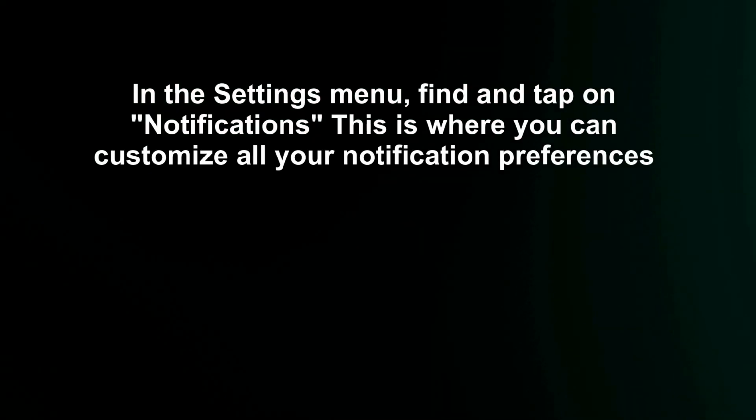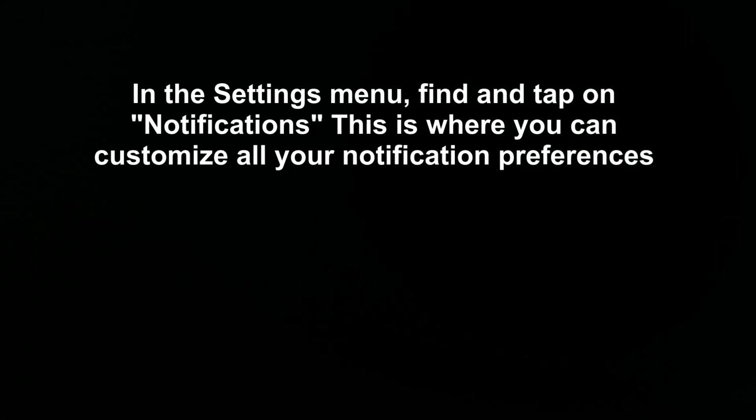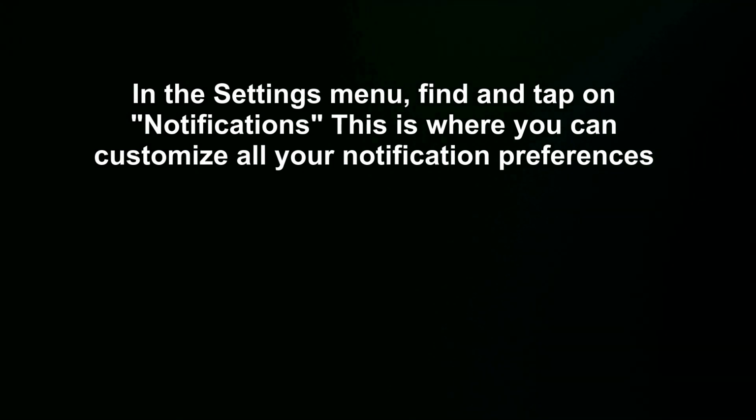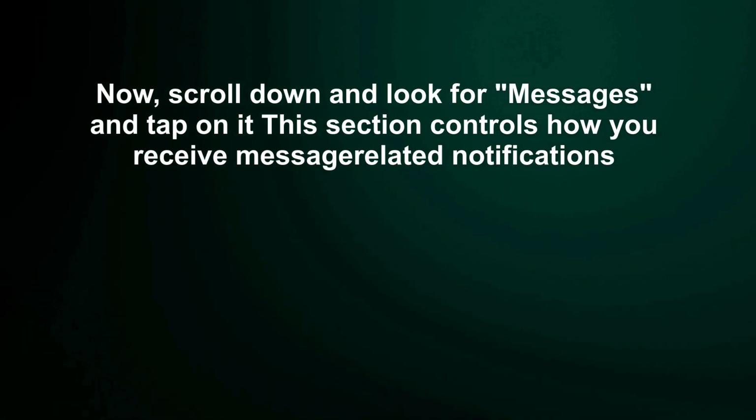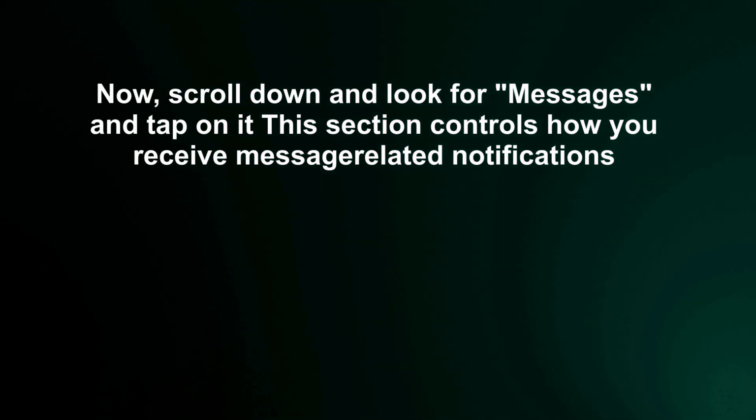In the Settings menu, find and tap on Notifications. This is where you can customize all your notification preferences. Now, scroll down and look for Messages and tap on it. This section controls how you receive message-related notifications.